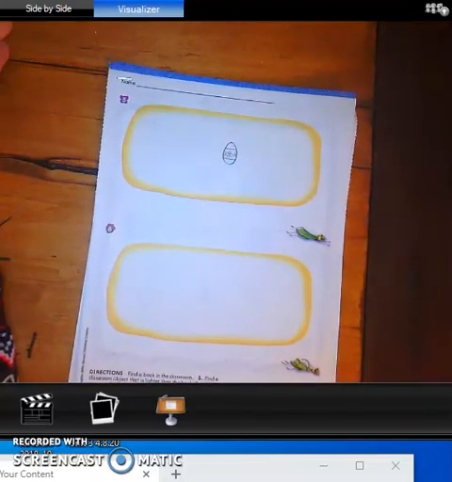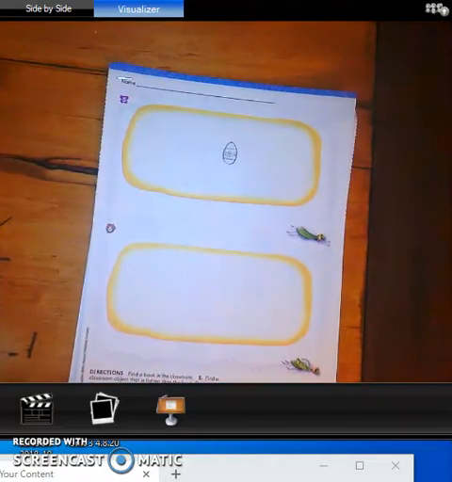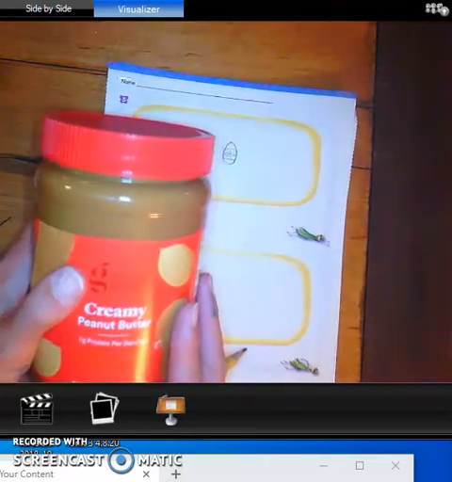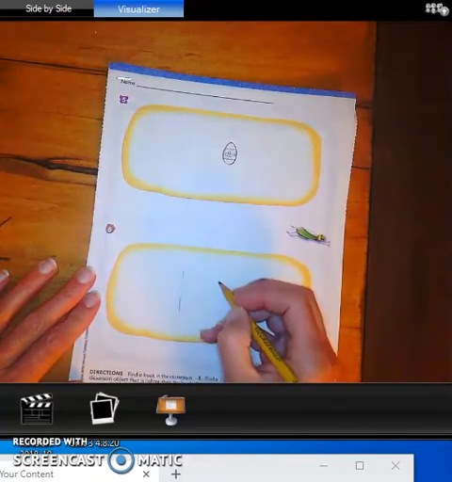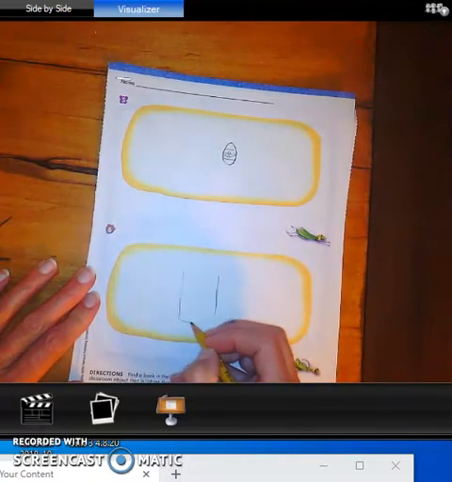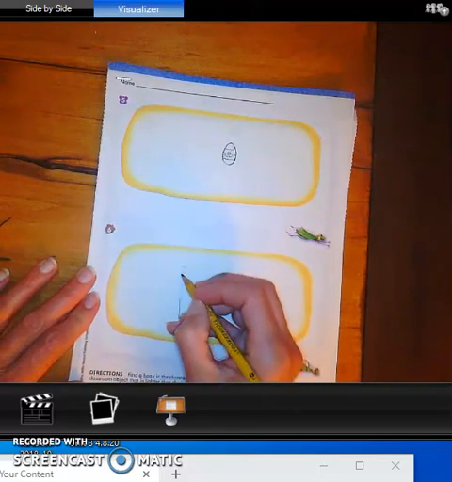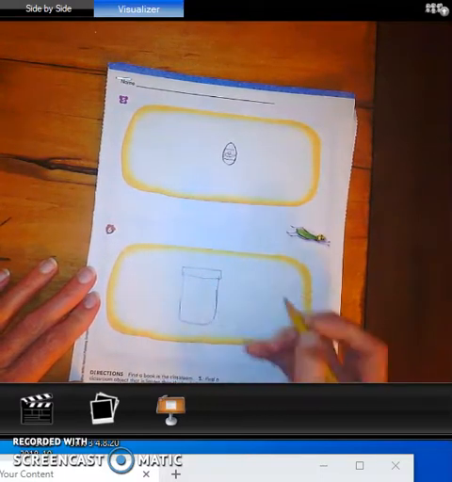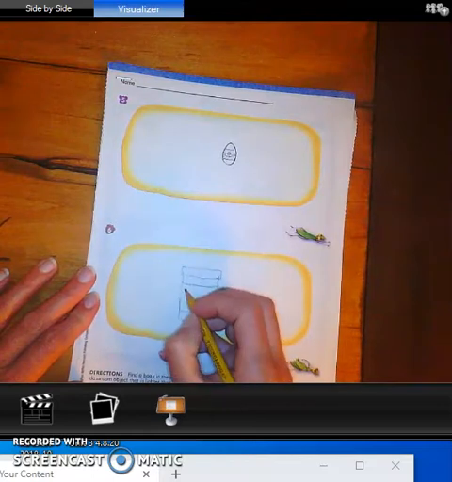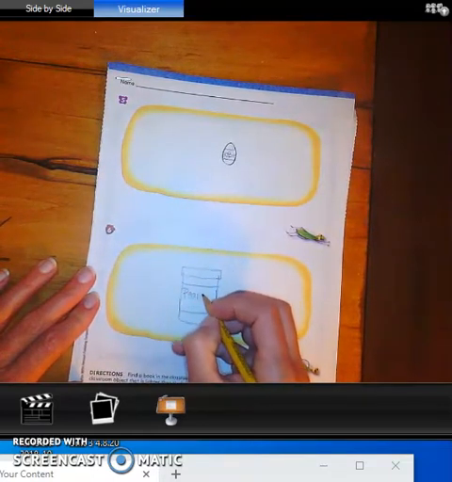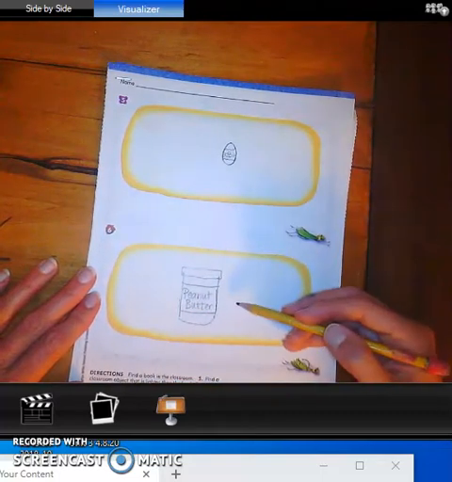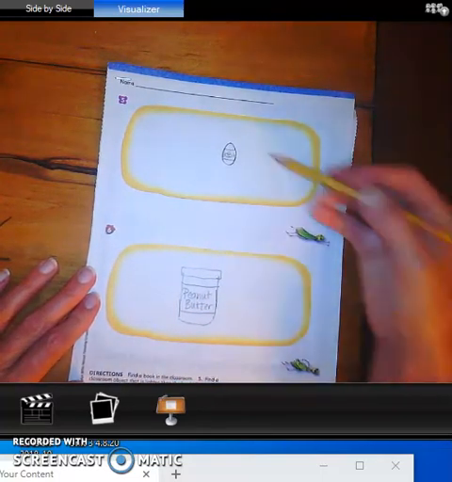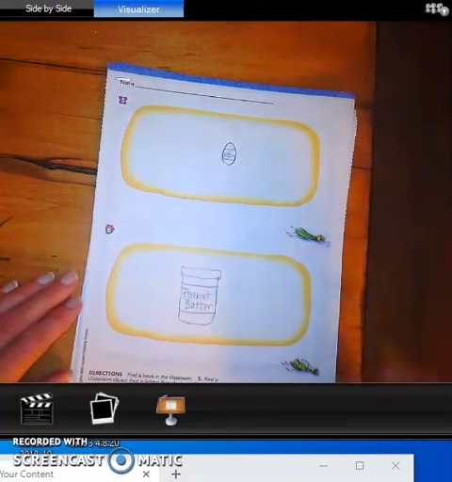And then something that I have in my house that's heavier than this book, Little Quack, something that's heavier, would be a jar of peanut butter. A jar of peanut butter is heavier than a paperback book. So then I'm just going to draw my jar of peanut butter here. Okay. My lid. And I'm just going to write peanut butter here. Peanut butter, a jar of peanut butter is heavier than a book. And an eraser is lighter than a book.